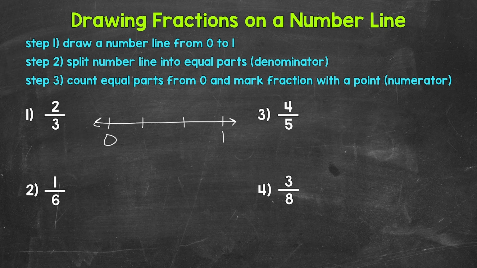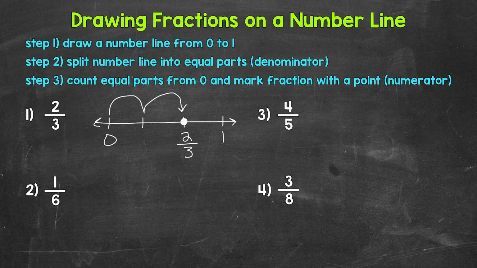Now that we have 3 total equal parts, we move on to step 3, where now we need to count a certain number of equal parts from 0 and mark the fraction with a point. The numerator tells us how many equal parts we need to count. Our numerator for number 1 is 2. So we count 2 parts from 0 and mark the fraction with a point. So 1, 2. So our point goes right here. And that's our fraction, 2/3. So let's label our fraction 2/3, and we are done.